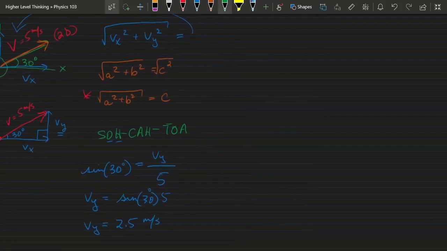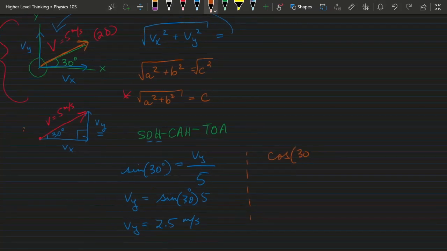The same thing can be done with vx, except using cosine. So cosine of 30 degrees is going to be equal to adjacent over hypotenuse, which is vx over our net velocity of 5. We rearrange, cosine of 30 times the 5 meters per second, and we get a vx equal to about 4.33 meters per second.